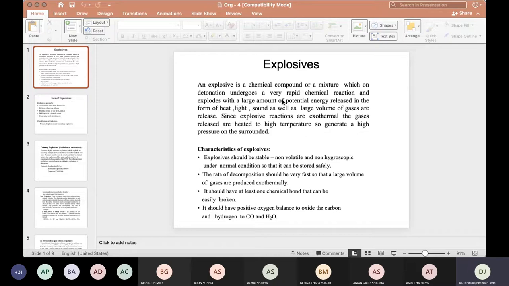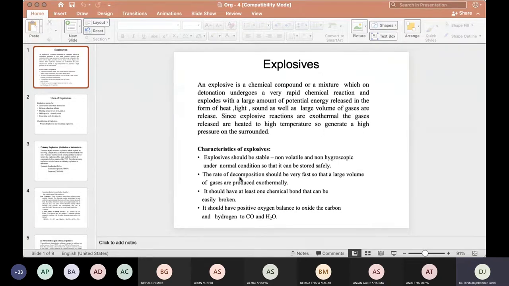So what are the main characteristics of an explosive then? Of course, I say that an explosive should be stable. Stable means that it should be non-volatile and non-hygroscopic. You must have heard the word hygroscopic before. Non-volatile, non-hygroscopic under normal conditions so that it can be stored safely. If it is volatile or hygroscopic, it may react with the environment and then it may explode on itself, so it will not be safe.